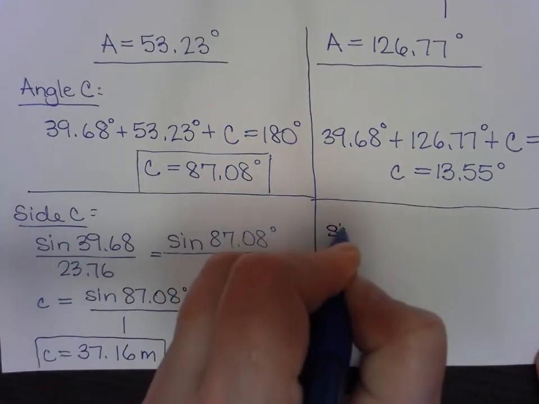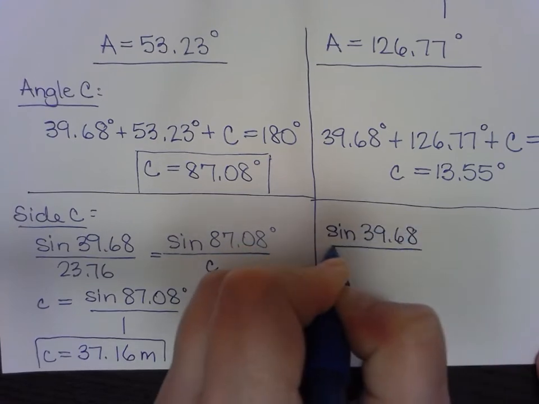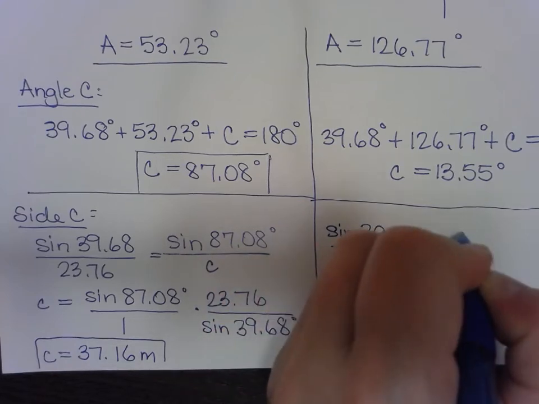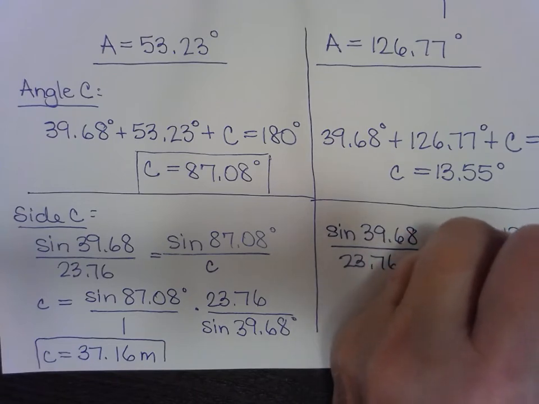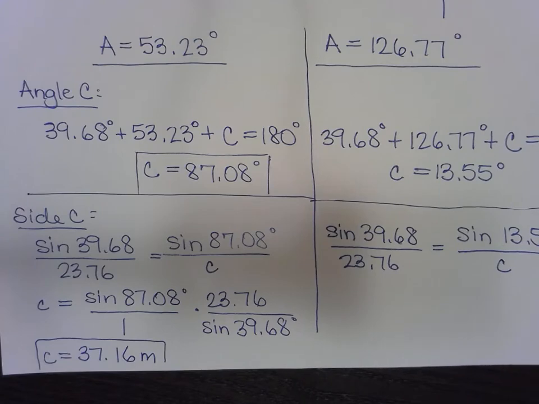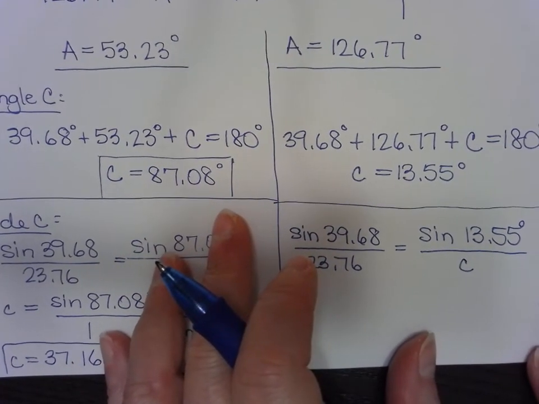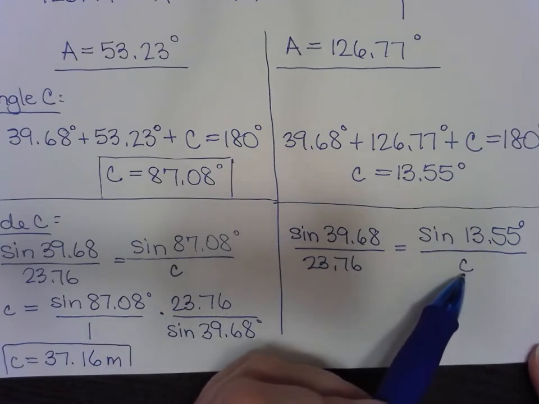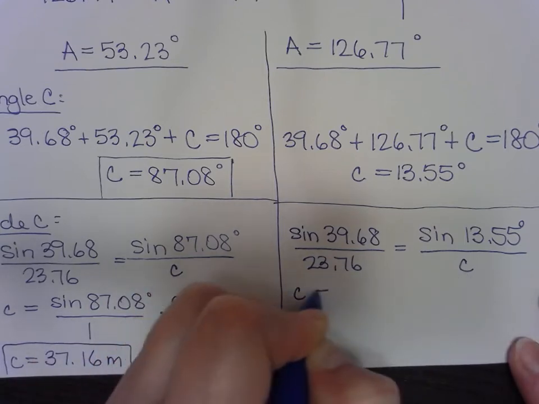Again, we'll do angle B. And now we'll have the sine of 13.55 degrees over C. All right, if this is the case, this would be the smallest angle in the triangle, so this should be the smallest side. So we should definitely check that to make sure we did it right.